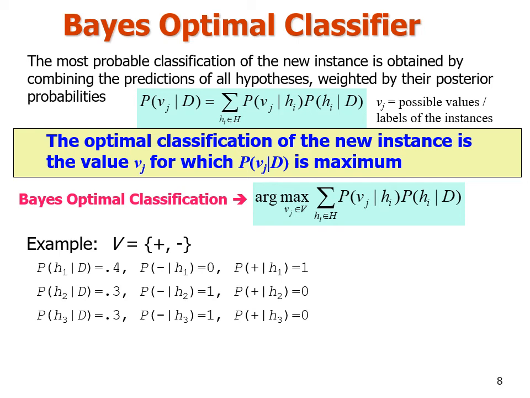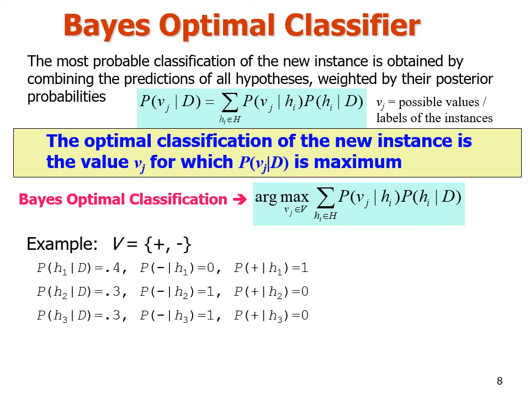Next, probability negative given H1 is 0 and probability positive given H1 is 1. Probability negative given H2 is 1, so probability positive given H2 is 0. Probability negative given H3 is 1 and hence probability positive given H3 is 0.